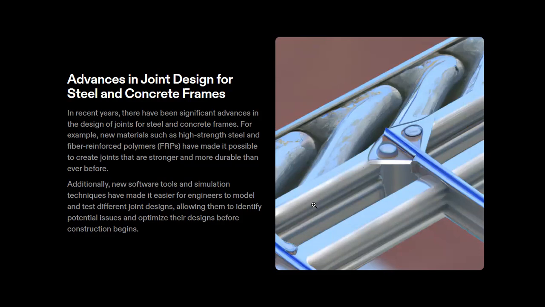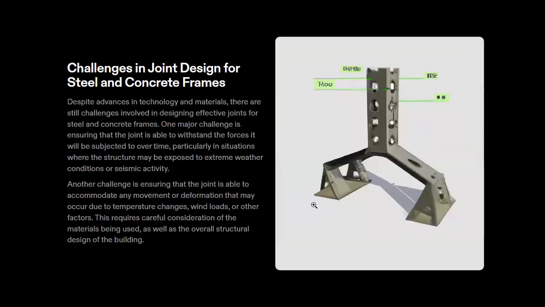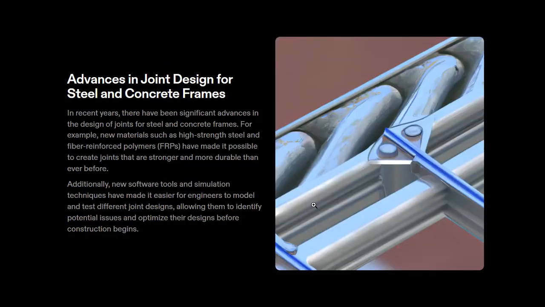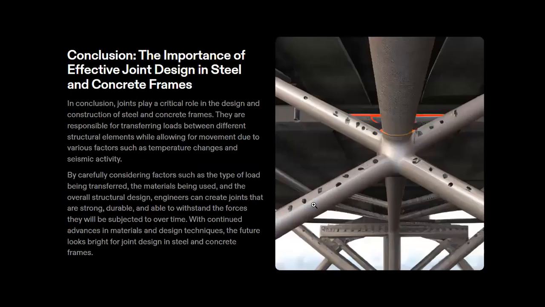Before construction begins, first of all we do visualization, and then we use software to easily conclude the steel and concrete frame structure, then construction will be started. Okay, these are the advances in design joints for steel and concrete frames. With the help of advanced structure, the challenges will be overcome. Okay, now the next one is the conclusion.